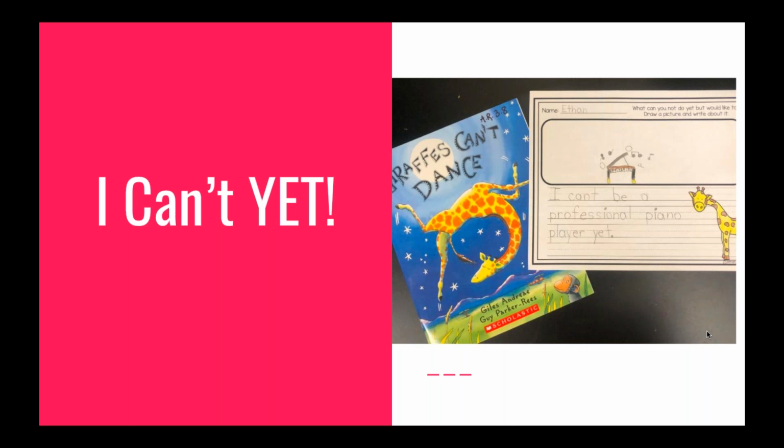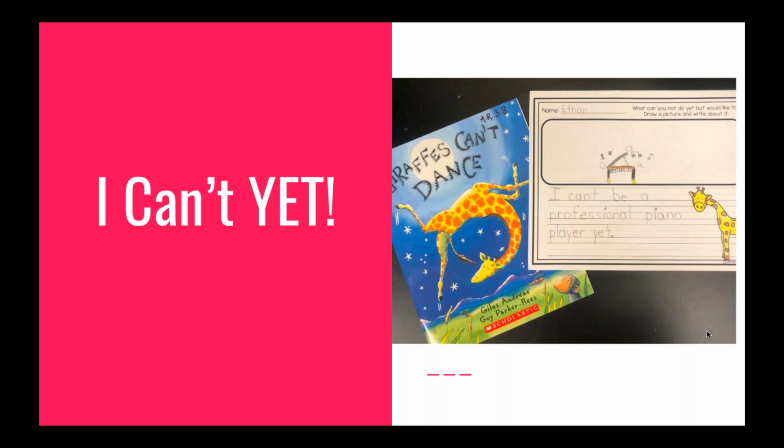Something else that I believe is really important with self-management is going into I can't yet. I love to intentionally read with my class Giraffes Can't Dance. In this book, the giraffe can't dance like all the other jungle animals, and he's made fun of because of his lack of dancing skills. Gerald is the perfect character to teach students about growth mindset and what we cannot do yet, because we all have something that we can't do yet.